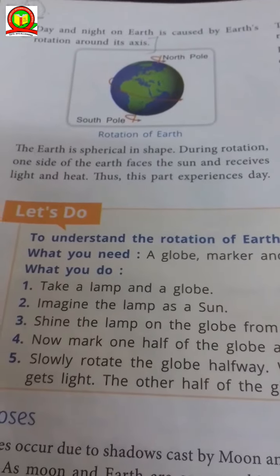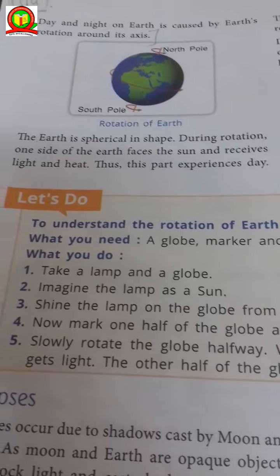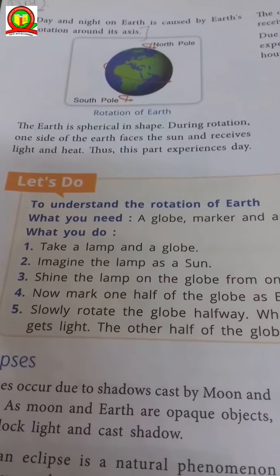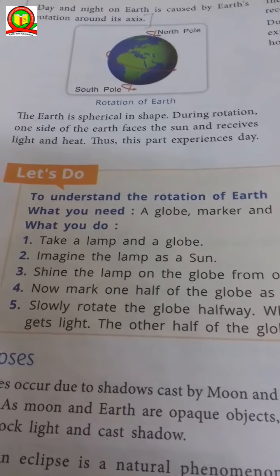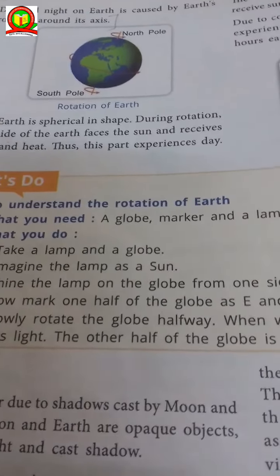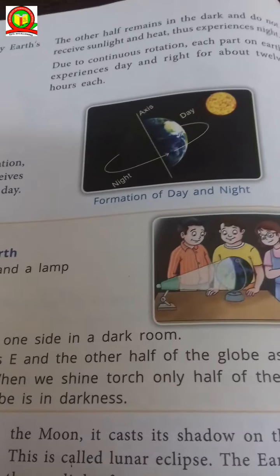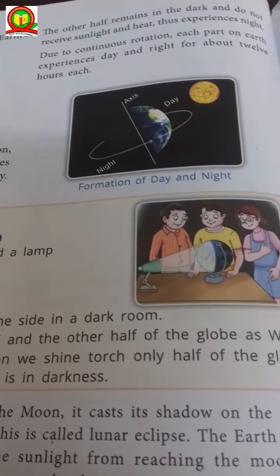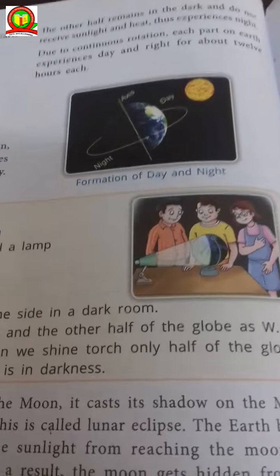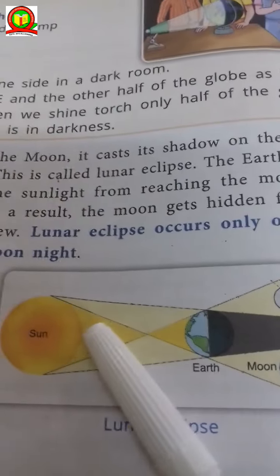So now, day and night on earth are caused by the earth's rotation around its axis, right? The earth is spherical in shape. During rotation, one side of the earth faces the sun, receives light and heat, and thus experiences day. The other half remains in the dark and does not receive light. So due to continuous rotation, each part of the earth experiences day or night, 12 hours each.